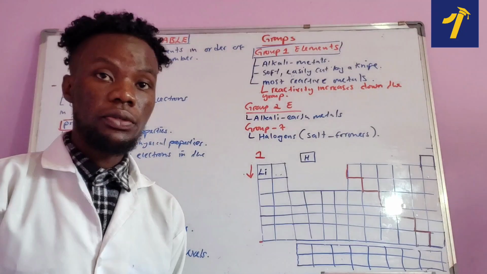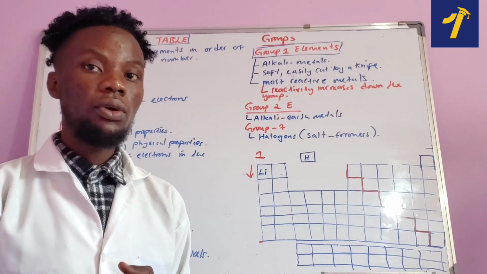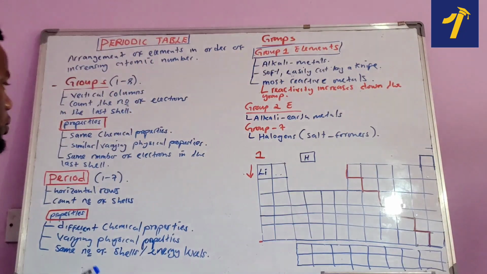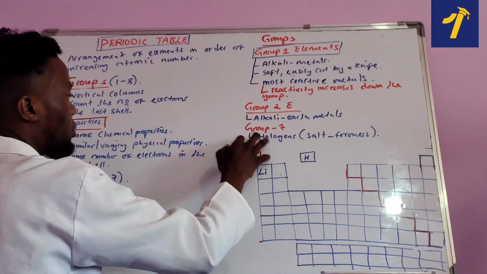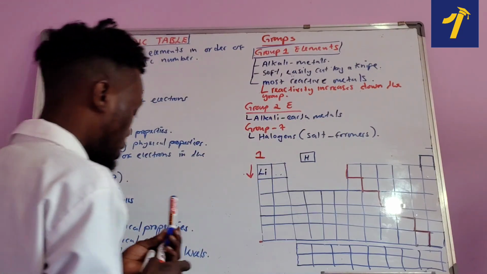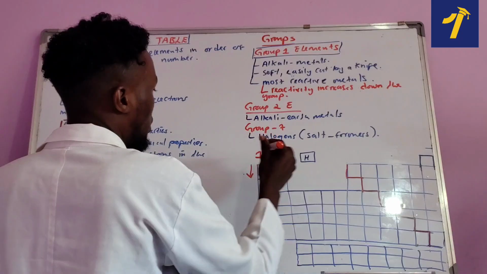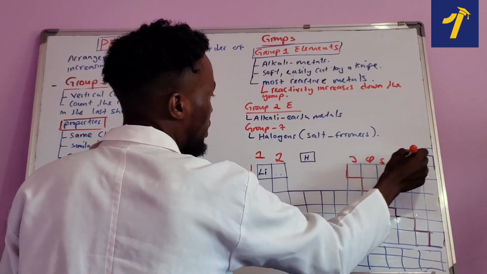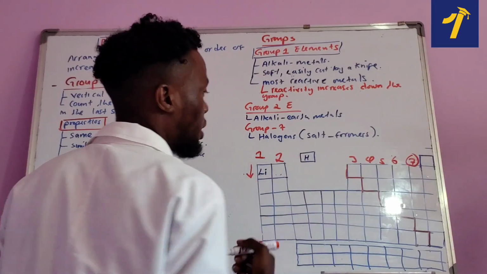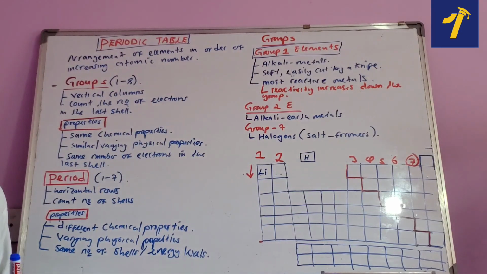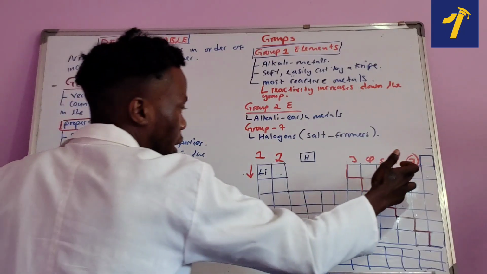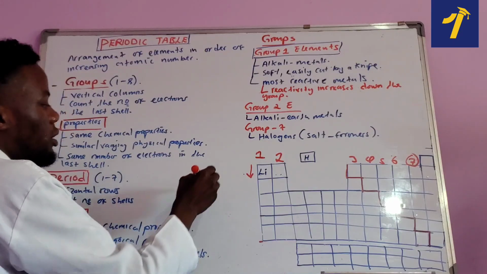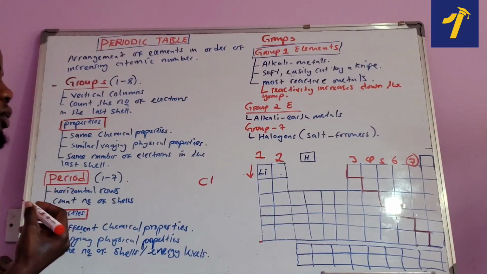Okay, and the other important concept that you need to understand about group 7 elements is that these are non-metals, and mostly they exist as diatomic molecules. What do I mean? If you look at this periodic table, we have group 1, group 2, group 3, group 4, group 5, group 6, group 7. So those are group 7 elements. If I pick one element in group 7, like the common element chlorine, it is going to exist as a diatomic molecule.